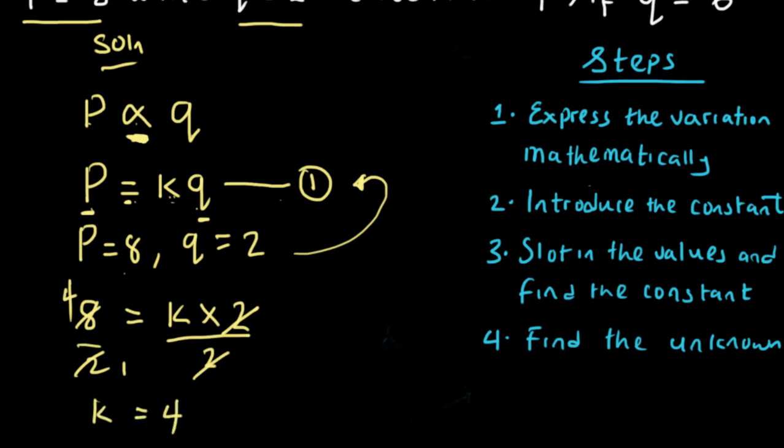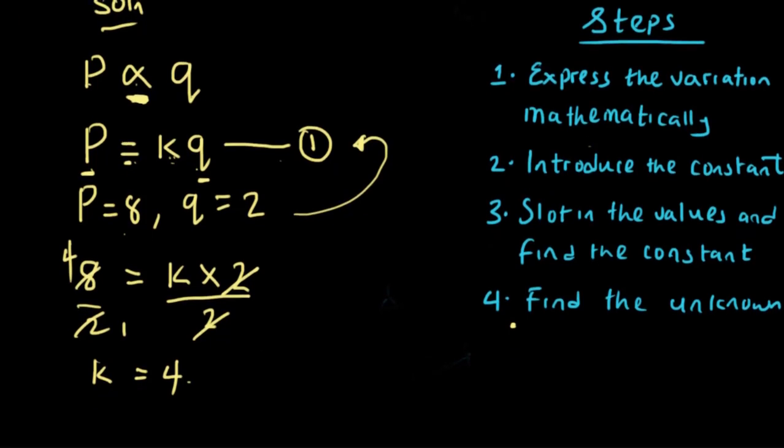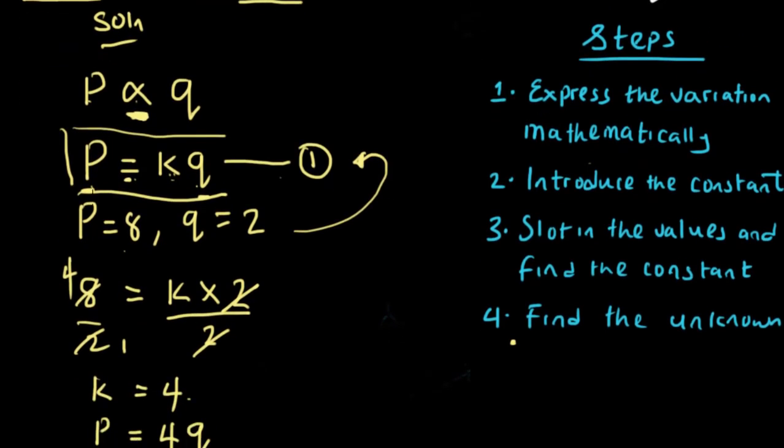Does that make sense? So before we go to step 4, to find the unknown, we have to put K equals 4 in equation 1. So what that means is that wherever we see K in equation 1, we call it 4. So we'll be having P equals 4Q. Now we can go to step 4, find the unknown. Now if you go back to the question, we are told to calculate P if Q is 6.